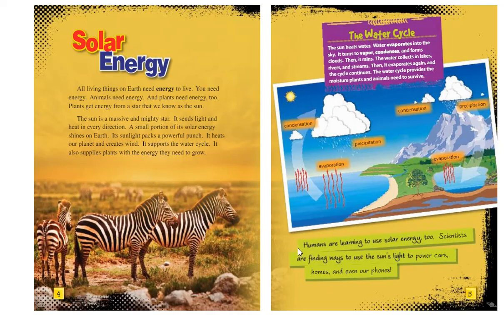Now here's something you may already know. Humans are learning how to use solar energy too. Scientists are finding ways to use the sun's light to power cars, homes, and even our phones. So if you've ever seen solar panels before, those are designed to capture the energy of the sun, which we can turn to electricity and use it to power our devices.